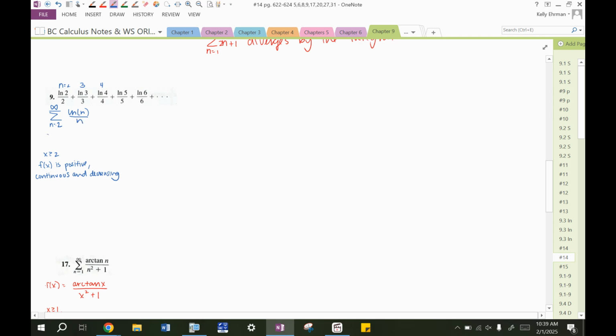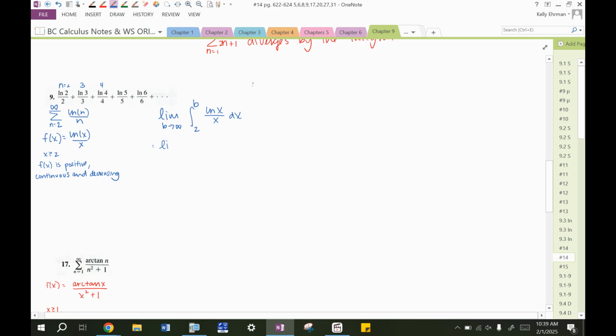So for f of x equaling ln of x over x, if we plug in x values greater than or equal to 2, we get positive values. They're continuous and decreasing, approaching 0. So we can go ahead and do the integral test here as well. So the limit as b approaches infinity of the integral from 2 to b of ln x over x dx. We've seen this before. This might have even been in our notes.